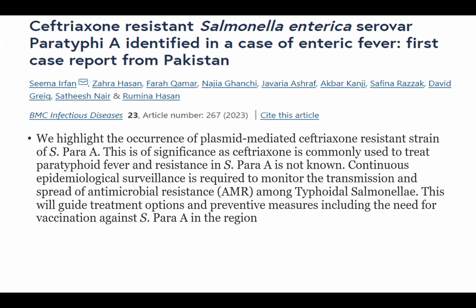Ceftriaxone-resistant Salmonella enterica serovar paratyphi A identified in a case of enteric fever, first case reported from Pakistan. So, in this paper, they highlighted the occurrence of plasmid-mediated ceftriaxone-resistant strain of Salmonella paratyphi. It was of significance as ceftriaxone is commonly used to treat paratyphoid fever, and resistance in Salmonella paratyphi A is not known. Continued epidemiological surveillance is required to monitor the transmission and spread of AMR among typhoid salmonella, and this will guide treatment options and preventive measures, including the need for vaccination against Salmonella paratyphi in the region.